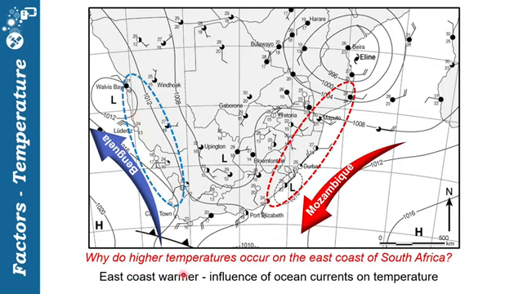And this cold air moves over towns and cities and places along the west coast of southern Africa, bringing lower temperatures. So the difference in temperatures between the east coast and the west coast of southern Africa is determined by the warm Mozambique current, which warms up this coastline, and the cold Benguela current, which reduces the temperature on the west coast.